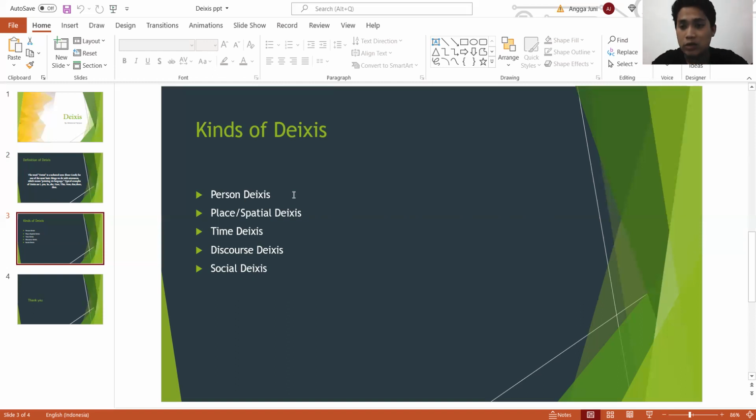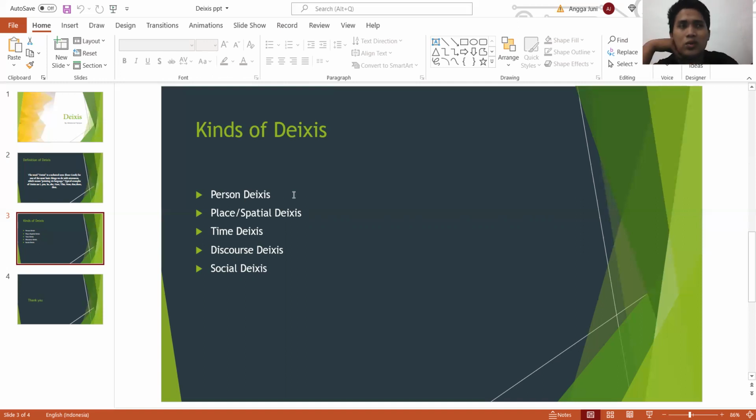The second one is place or spatial deixis. This one we always use in order to point at something, usually a noun or the name of a place or something like that. So this, that, these, those, that's what we call spatial deixis or place deixis.